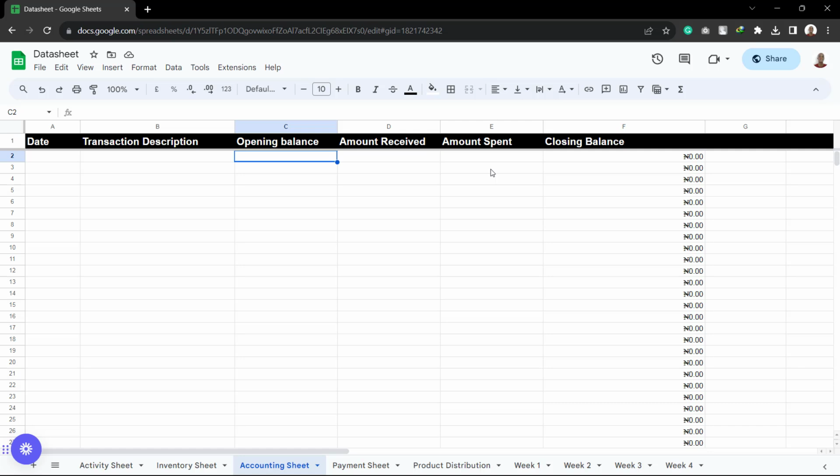And thereafter we have what? Our closing balance. The closing balance is going to be calculated automatically. Don't touch it. You don't need to touch anything in the closing balance. It will be calculated automatically. All you just need to do is input your opening balance at the beginning of the day and what? The amount that you spent. Do you understand? Based on the description and what have you. I'm going to be giving a real life example for that.